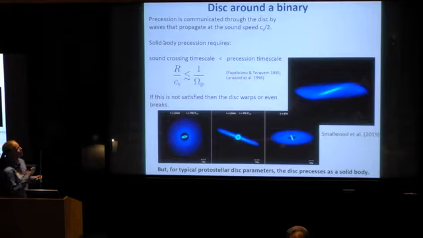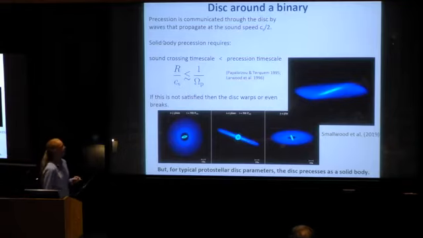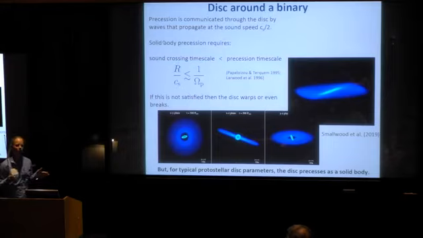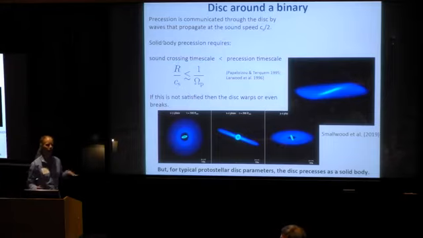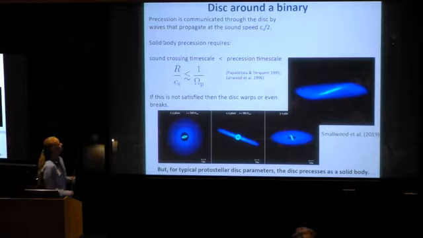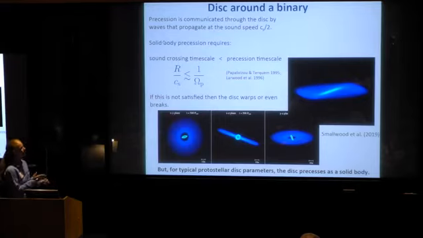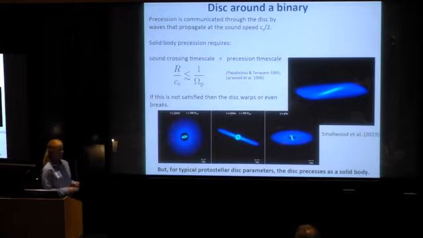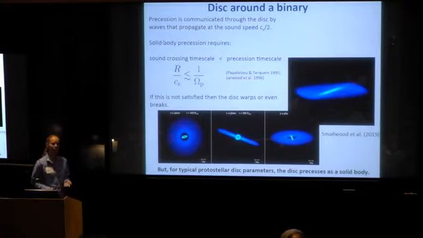So the precession is communicated at about half the sound speed. If the disk is going to hold itself together and precess as a solid body, so every radius precesses at roughly the same rate, then we need the time that it takes these waves to cross the disk to be shorter than the precession timescale. So if this is satisfied, then we have solid body rotation.